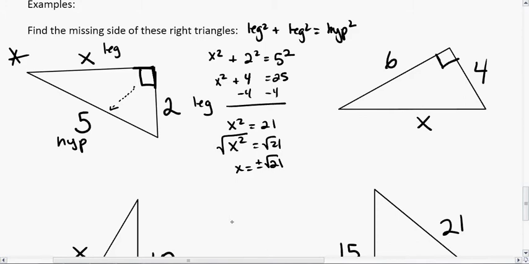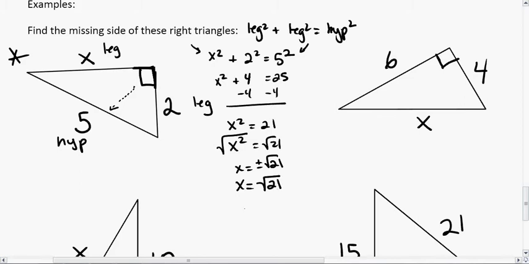Now I've got two things to think about here. First of all, do I really need to worry about the negative square root of 21 answer? Yes, it works in my equation up here for sure, but does it make any sense to have a side of a triangle being a negative number? Probably not. So the only answer I need to be concerned with in this case is the positive square root of 21.